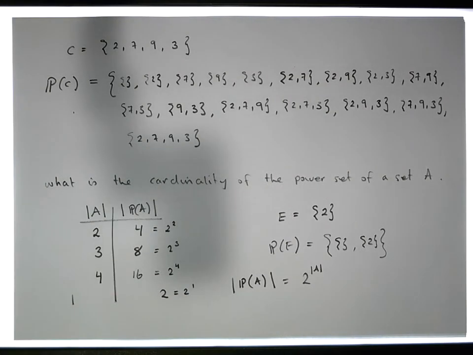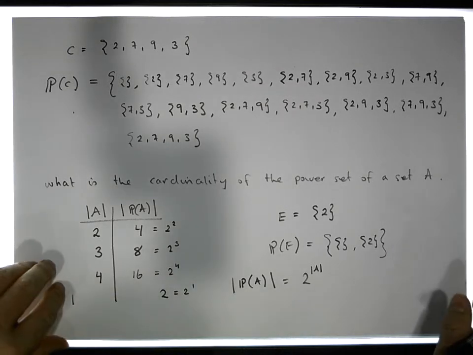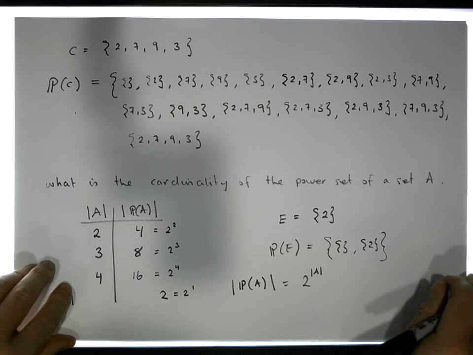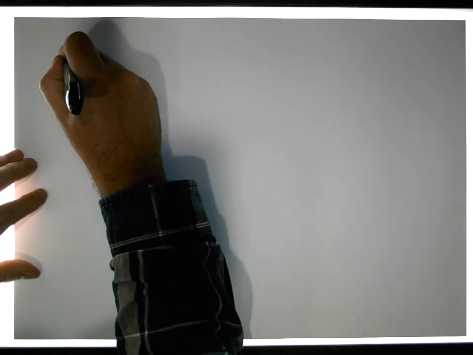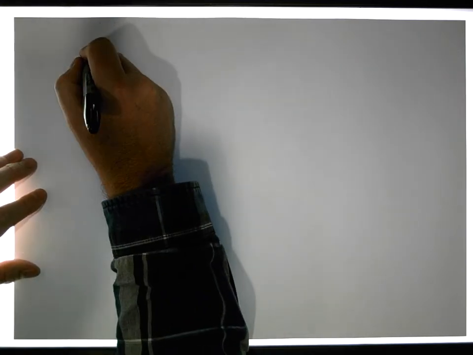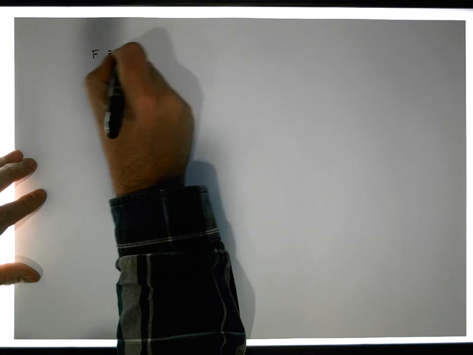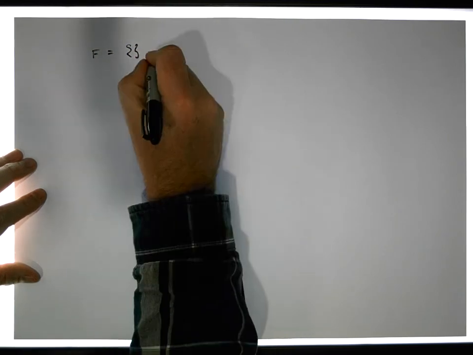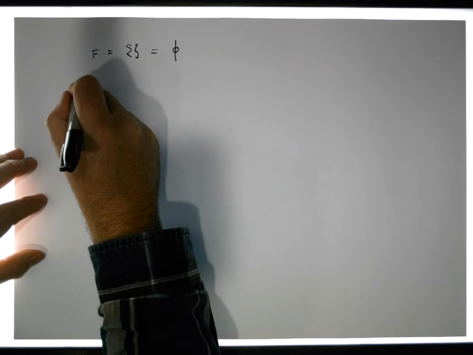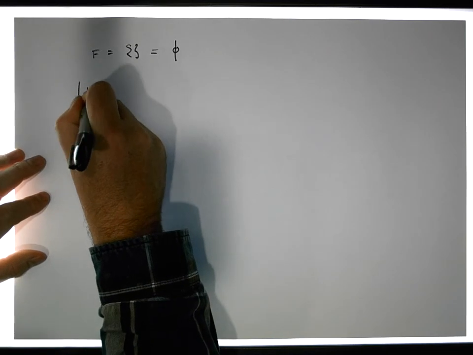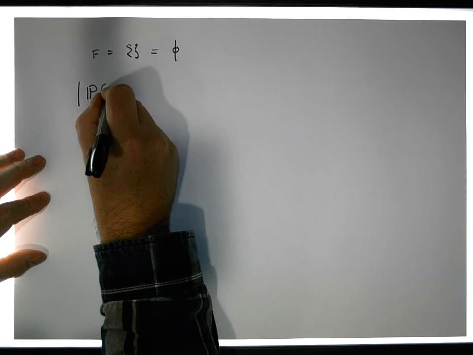Okay? Maybe a question that you could ask is, what is the power set of the empty set? Well, let's think about that here. What's the power set of the empty set? That's an interesting one. So let F equal the empty set. Actually we have a symbol for that. It looks like this. And the question is, what is the cardinality of the power set of the empty set?